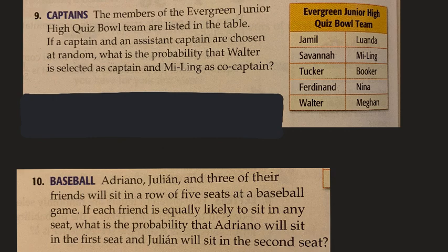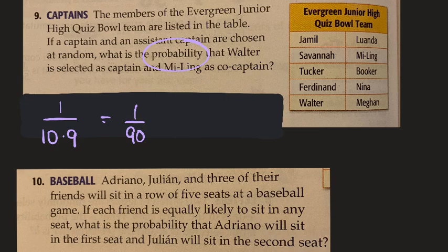All right, question 9, read the question, type in your answer. There's a 1 out of 90 probability that Walter is selected as captain and Ming Ling as co-captain. There are 10 students in the list. So the first time there's 10 options, then 9 options, the numerator's a 1.